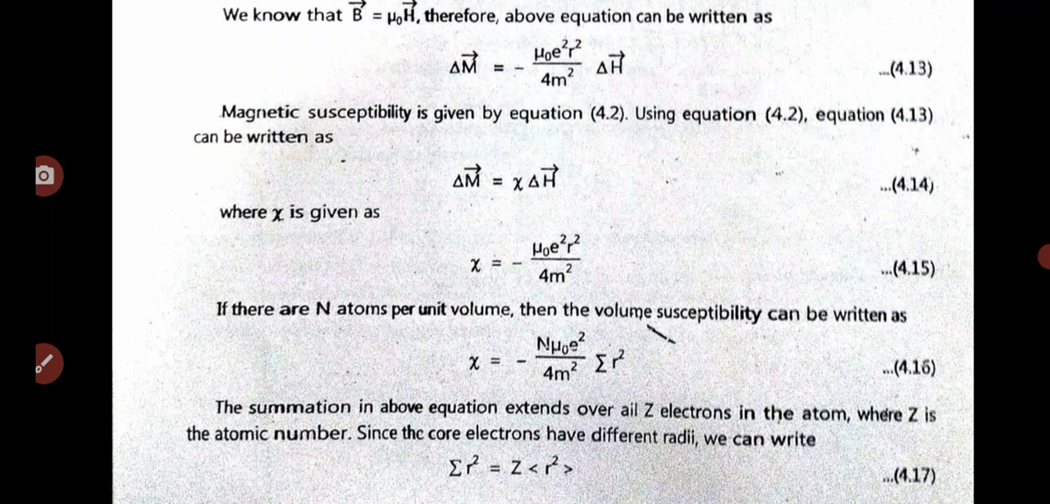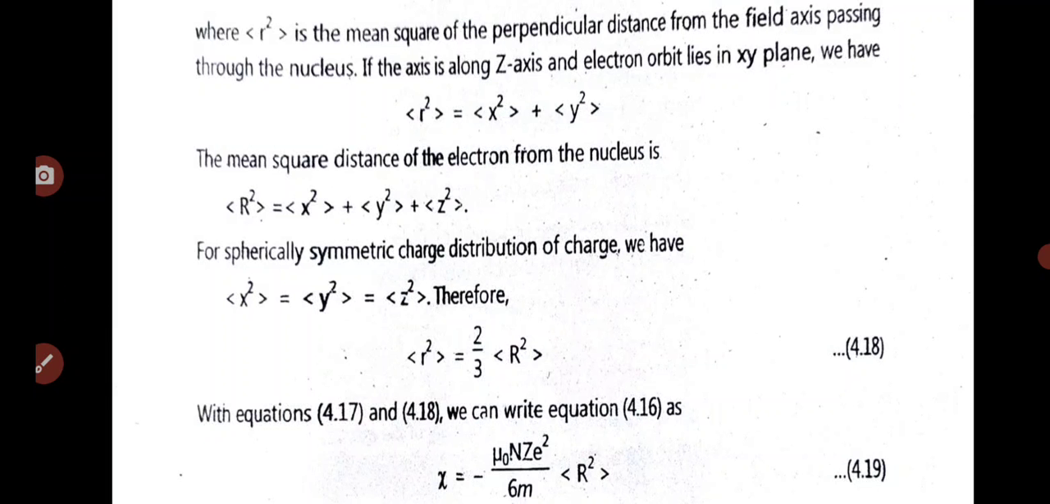So the summation of R square is equal to z into the expectation value of R square. And this expectation of R square is the mean square of the perpendicular distance to the field axis passing through the nucleus. So the expectation of R square is equal to the mean square value of x square plus the mean square value of y square, that is, the perpendicular distance from the axis passing through the nucleus.